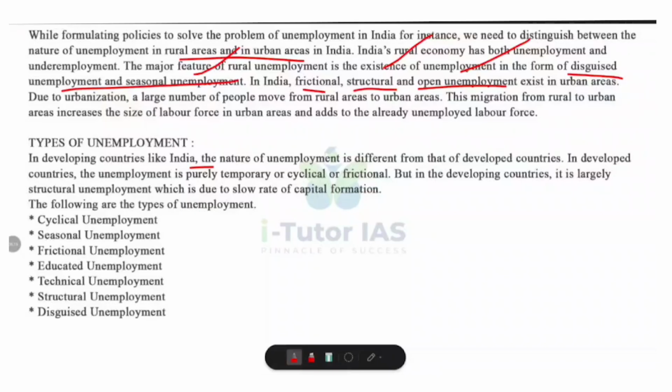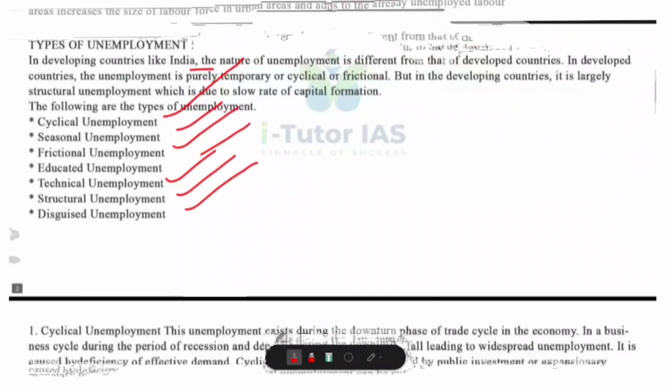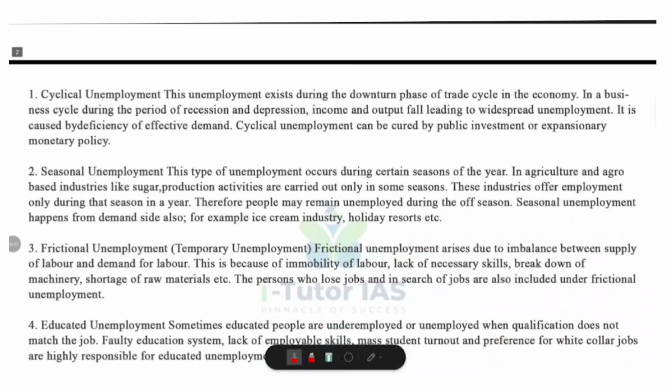So, the major types of unemployment are cyclical unemployment, seasonal unemployment, frictional unemployment, educated unemployment, technical unemployment, structural unemployment, and also disguised unemployment. We will explain each of these types in detail one by one.